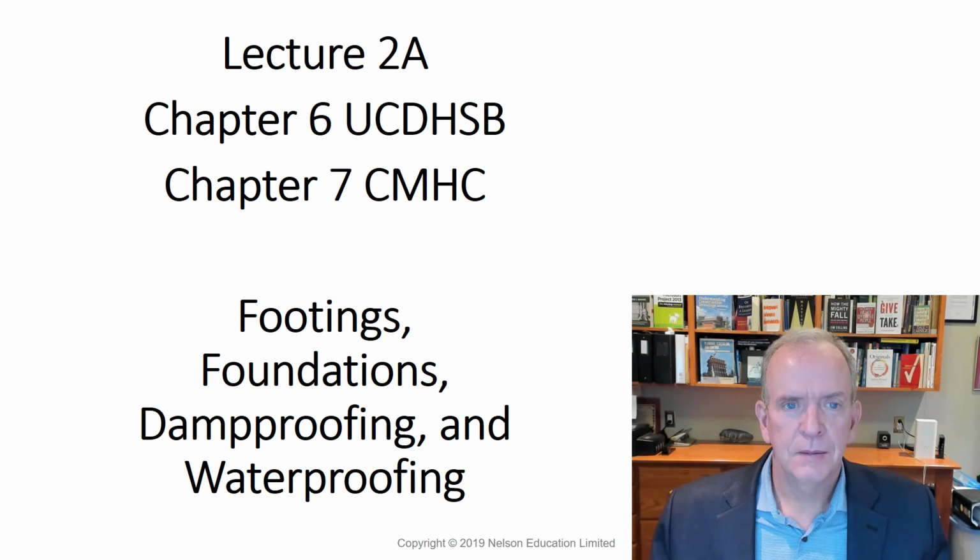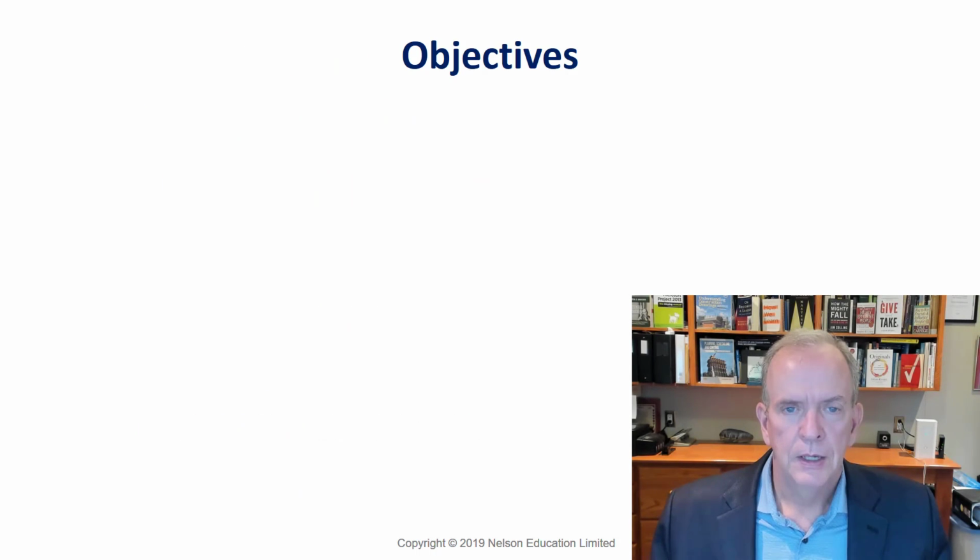And it's based on chapter 6 of the Understanding Construction Drawings for Housing and Small Buildings, and chapter 7, which is Footings and Foundations for Canada Mortgage and Housing Corporation, the wood frame construction book that you downloaded. So we're going to be looking at footings, foundations, damp proofing, and waterproofing. Damp proofing and waterproofing in particular in 2B.